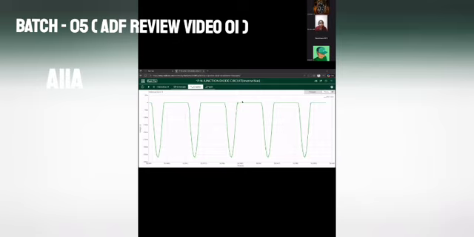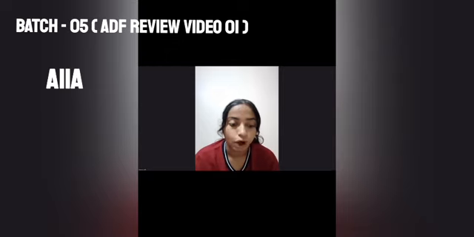Now I'm going to explain the half-wave rectifier. A half-wave rectifier is an electronic circuit that converts alternating current into direct current by allowing only one half cycle of the AC waveform to pass through while blocking the other. It uses only one diode to allow current to flow during one half cycle of the AC signal.